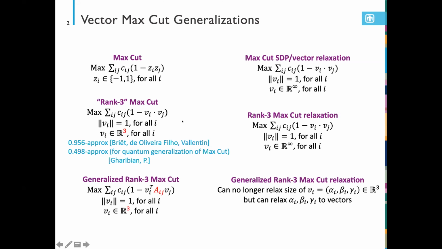Now, the interesting part in the connection to quantum here is that these solutions end up being feasible for a quantum generalization of max cut. However, in the quantum case, there are other kinds of solutions that aren't feasible for this. And so with respect to that problem, we recently gave a 0.498 approximation in the last APPROX, in fact.